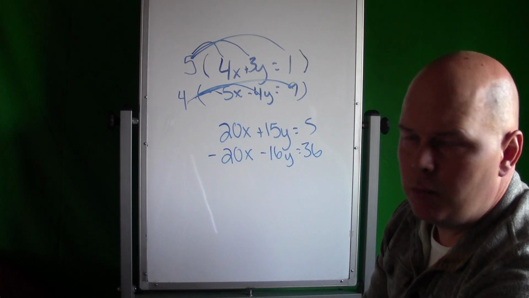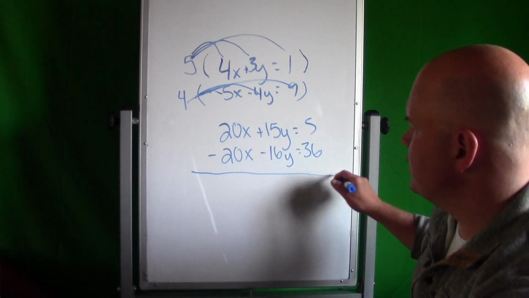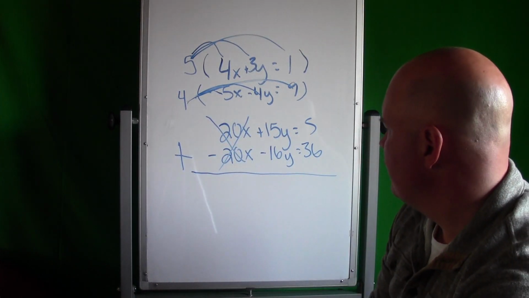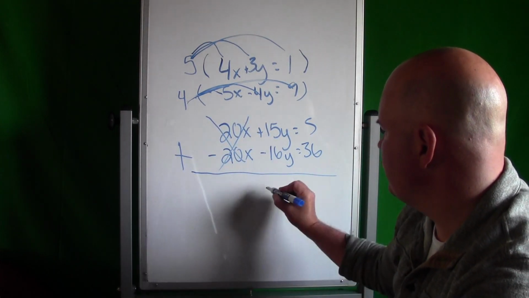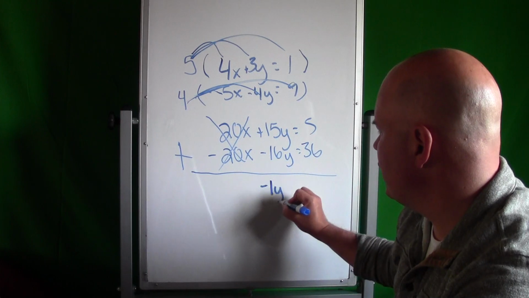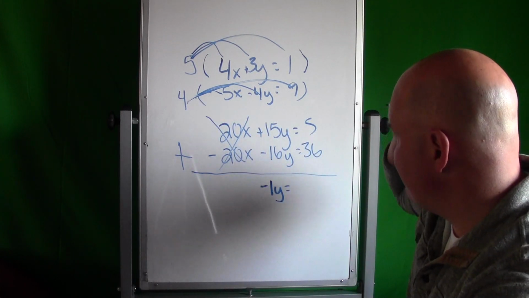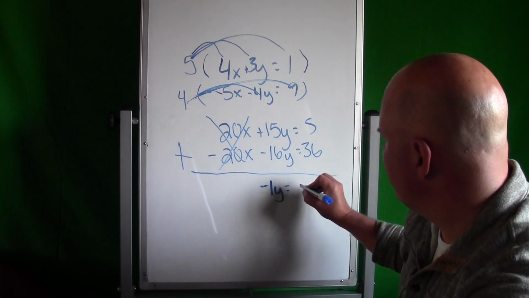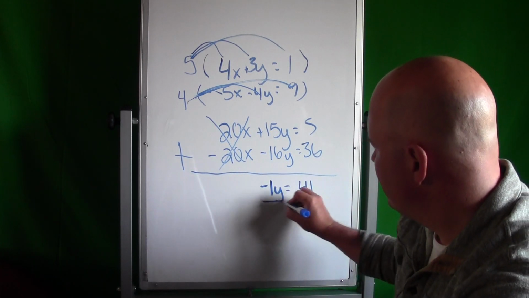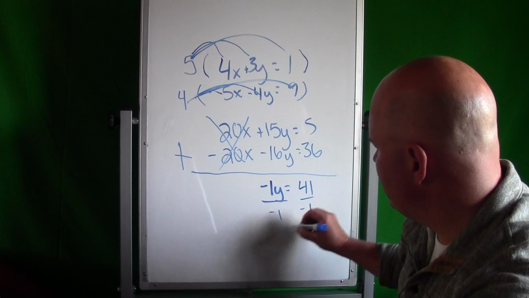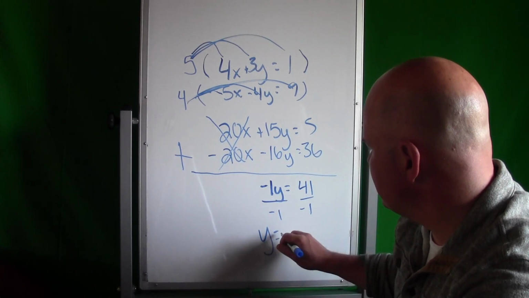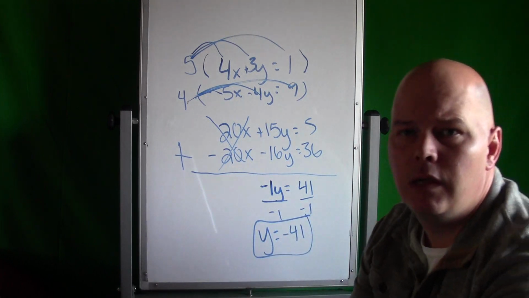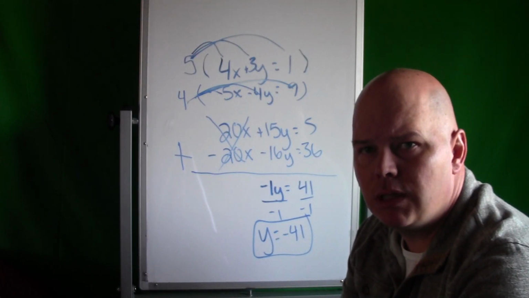Okay, so now I'm done with step 1. So now I'm going to go into step 2, which is combine. Those eliminate. 15y minus 16y is negative 1y, and 5 plus 36 is 41. Divide both by negative 1, and I get y is equal to negative 41. And that's where I'm going to stop today. Okay? All the way through step 2.